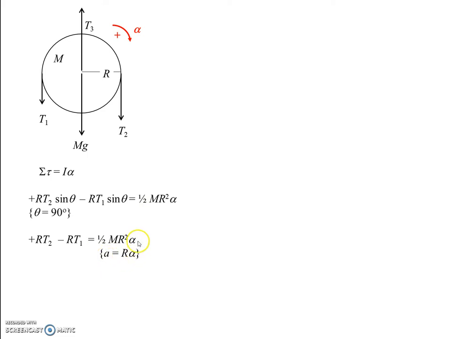We solve this for alpha as A over R. We can plug it into the equation. Alpha is A over R right here. And now look what happens. This factor of R will cancel one factor of R here, leaving one factor of R on the right. But there's a factor of R on the left that will cancel the remaining factor of R on the right. And so all the R's go away. And so we're left with this. T2 minus T1 equals 1/2 MA.